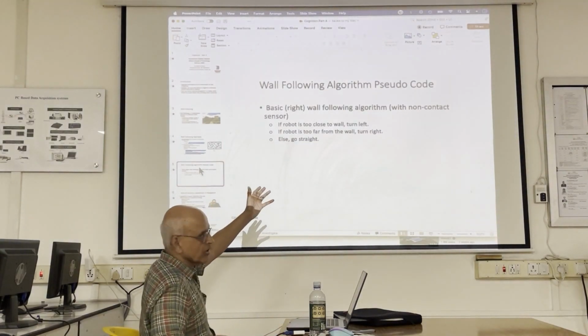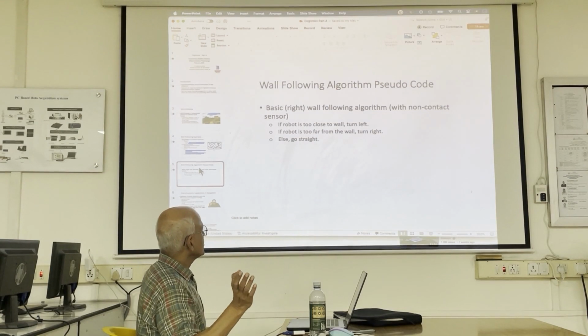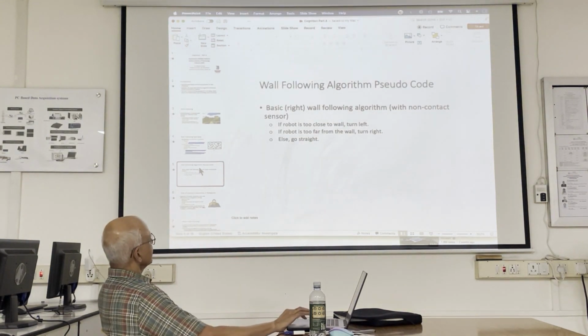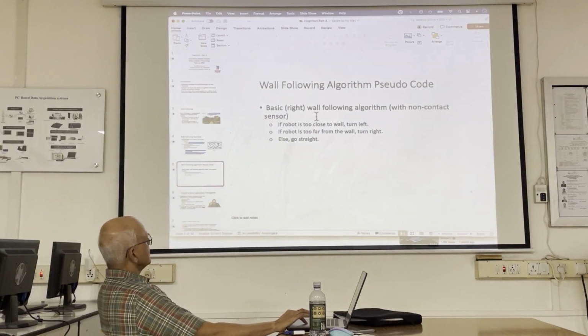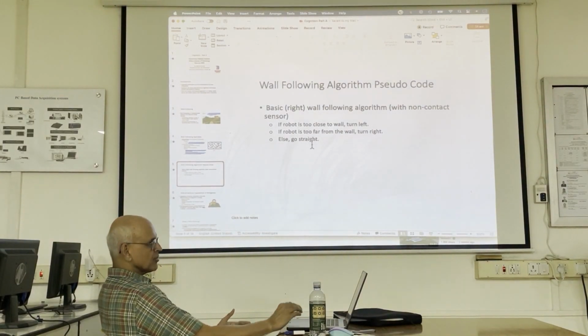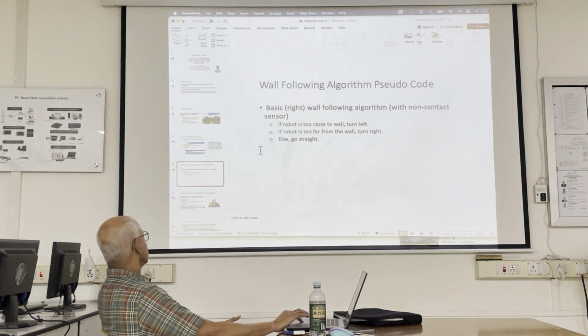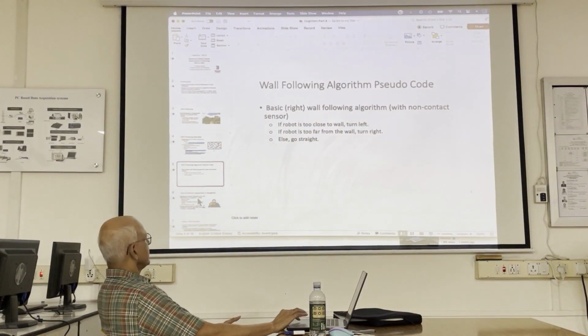So this is the basic pseudocode. If robot is too close to the wall, turn left. If robot is too far from the wall, turn right. So I'm assuming that I'm following the right wall. But then the pseudocode has to be translated into more precise statements, which are computer code. And that's where the challenge begins.